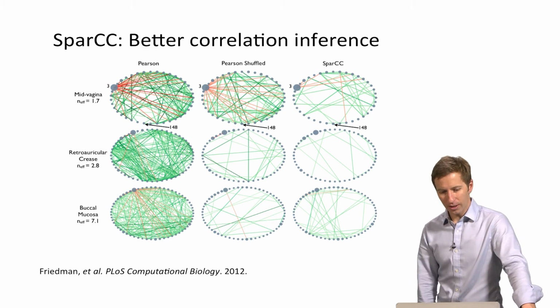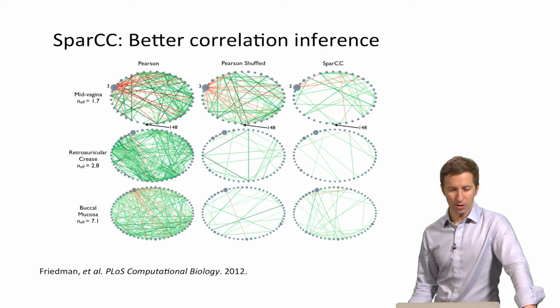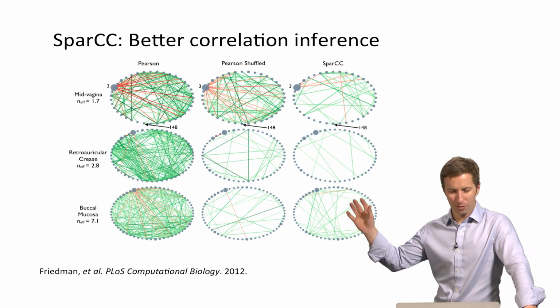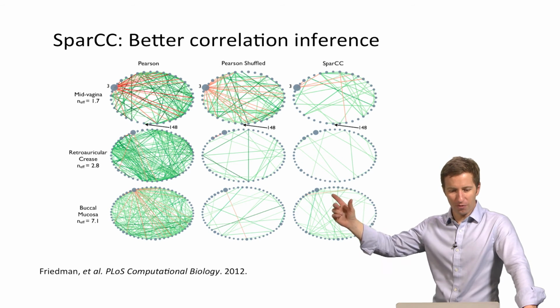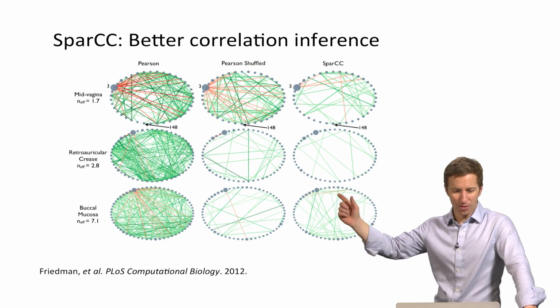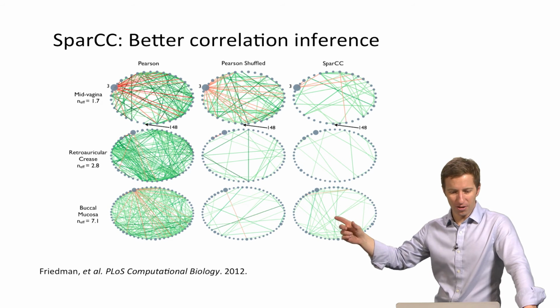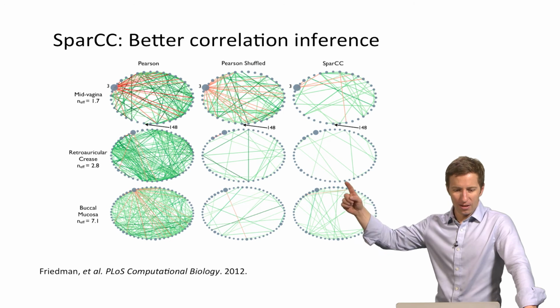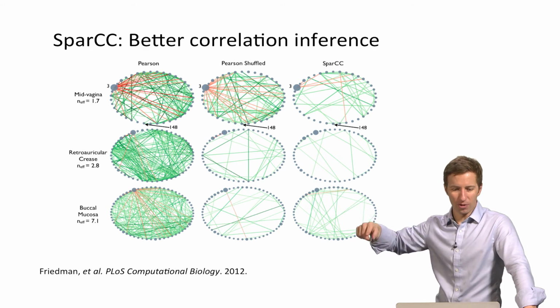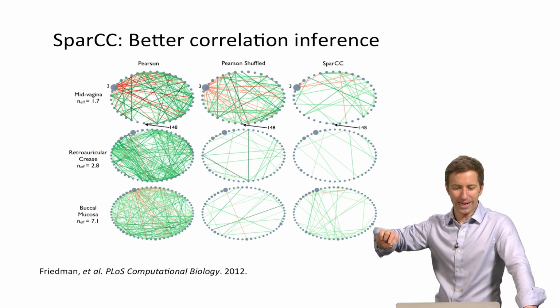Here's one of the tools for this, a nice tool called SparCC, and I'm showing you a comparison from that paper of 3 different body sites. So this is vaginal samples, behind the ear and inside the cheek, and what we're showing is the correlation network. So everywhere that there's a green line is a positive correlation and a red line is a negative correlation.